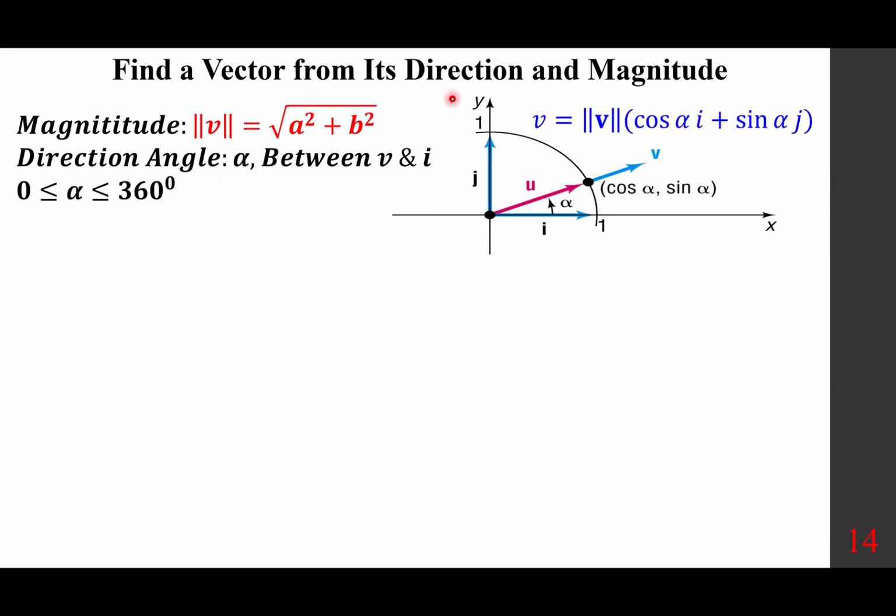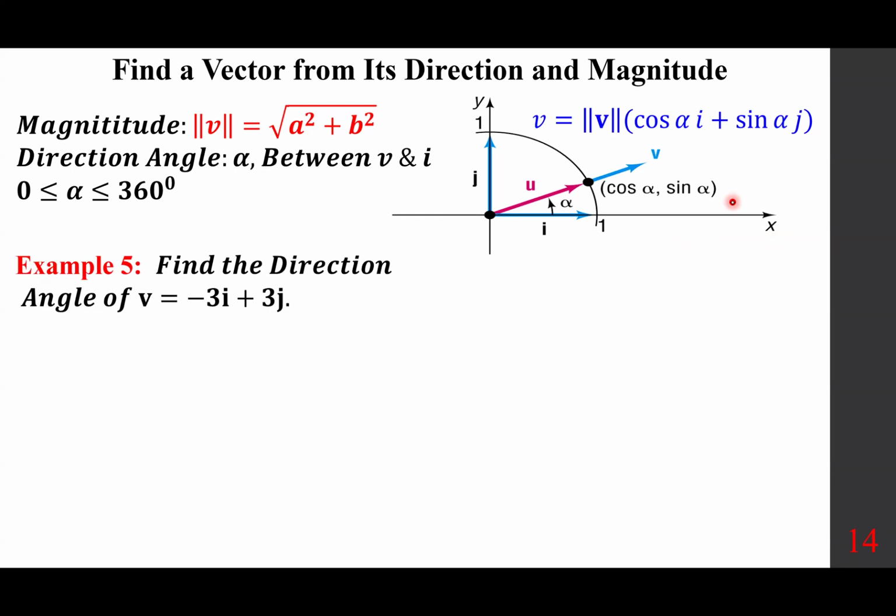Find the vector from its direction and magnitude. So we are given the fact that v is the magnitude times cosine of alpha i plus sine alpha j. Magnitude is this, direction angle alpha is between v, the vector, and i. The direction is with the positive side of the x-axis. Okay, everybody? Positive side of the x, remember that. Which is alpha. So cosine alpha, sine alpha.